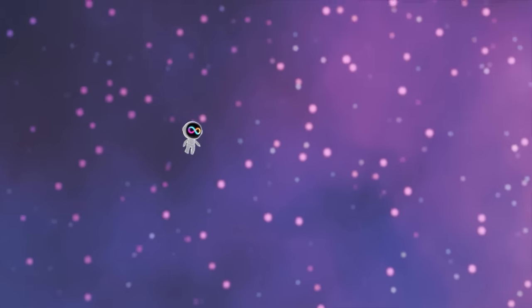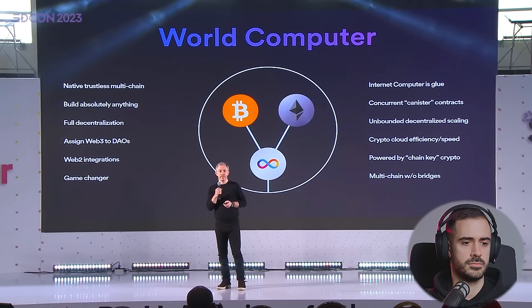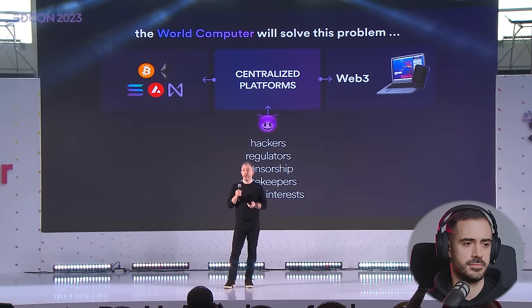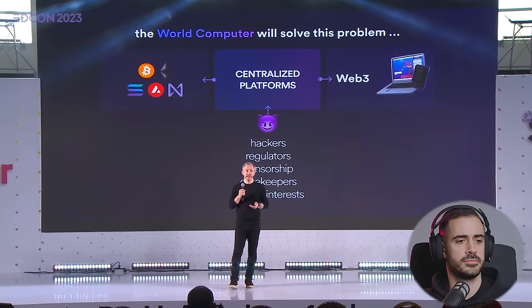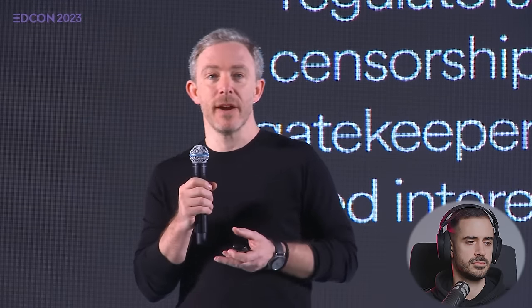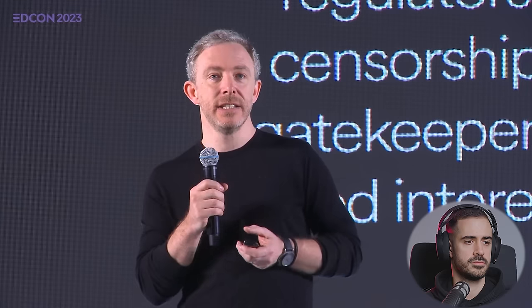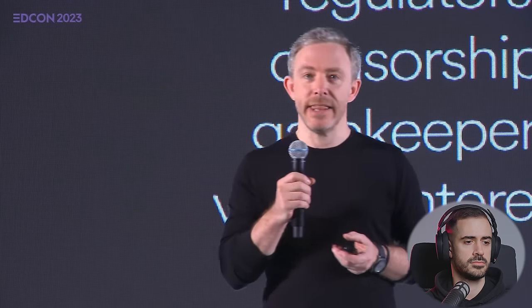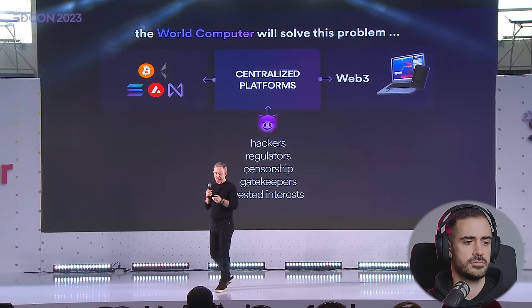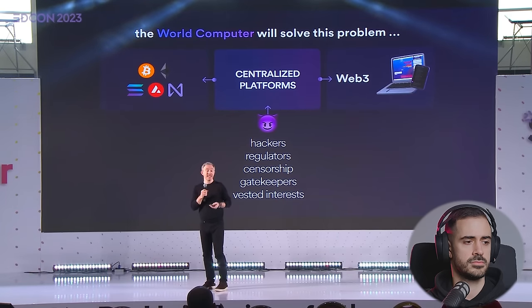And the Internet computer is the glue that makes this possible, and it's powered by this thing called chain key crypto. The objective of the Internet Computer Project and the DFINITY Foundation generally is to solve this sort of fundamental problem where Web3 still primarily runs on centralized technology. And that's where hackers' head, regulators' head, censors' head, gatekeepers' head, vested interests' head. And generally, the continued use of centralized technology is the root of most of the problems that occur.